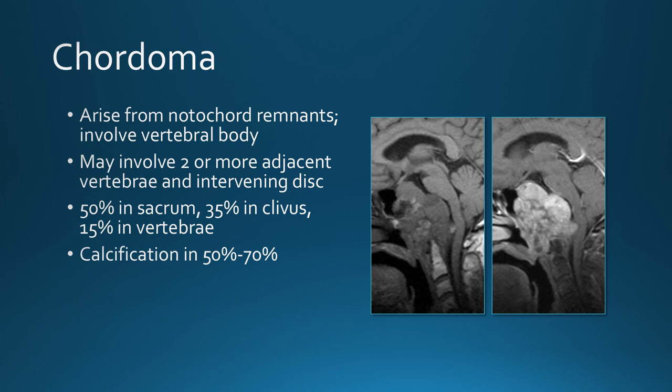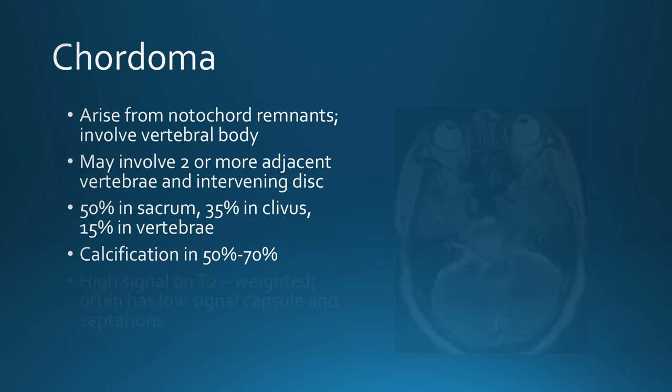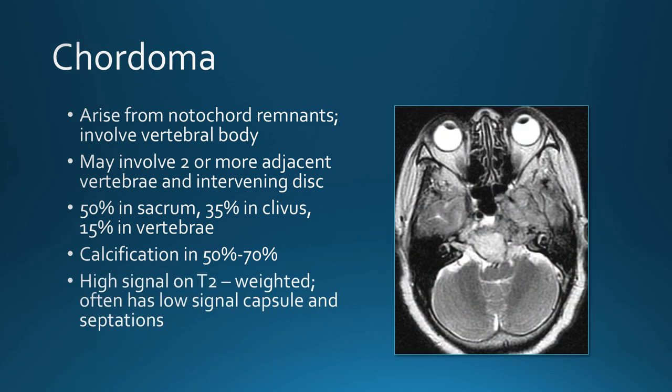About half of them are in the sacrum, 35% in the clivus, and 15% in the vertebrae, and calcification is very frequent. These are very high signal on T2. There's often a low signal intensity capsule and septations in these lesions.